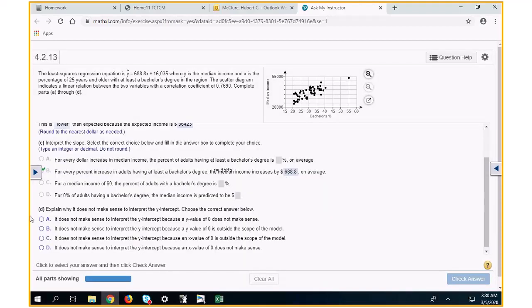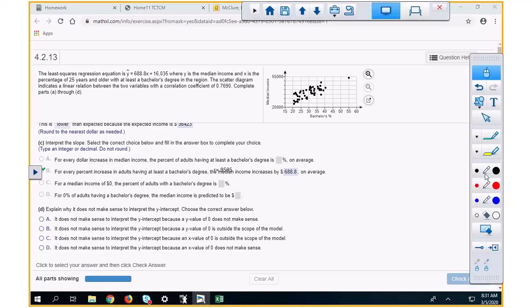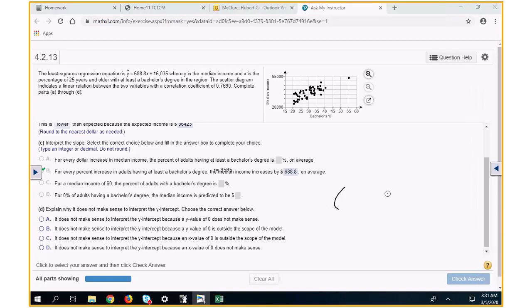Explain why it does not make sense to interpret the y-intercept. Well, what is the y-intercept? When you do the y-intercept, what is x always? 0. So 0% bachelor's degree, it's not going to work. Because everybody, I mean, don't care where you go, somebody's going to have a bachelor's degree. It just doesn't make sense. Okay, I'm just going to say that.